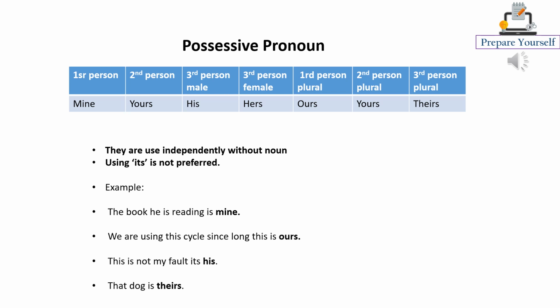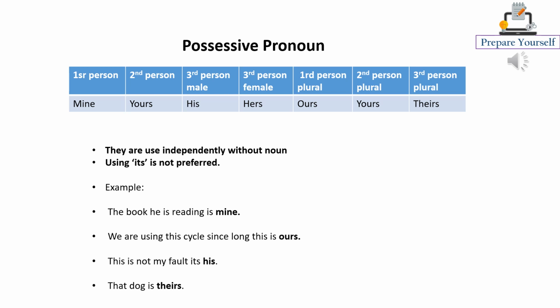We are using this cycle since long. This is ours. After ours, we do not see any noun. This is not my fault, it's his. After his also, we do not see any noun. That dog is theirs. After theirs also, we do not see any noun. This shows even without a noun, the sentences are very clearly understood.